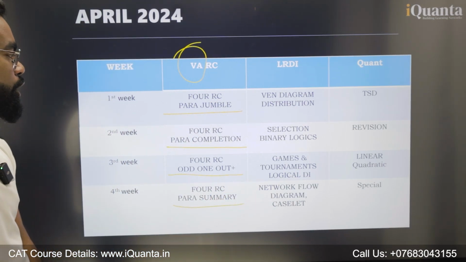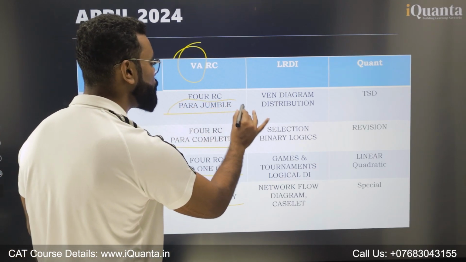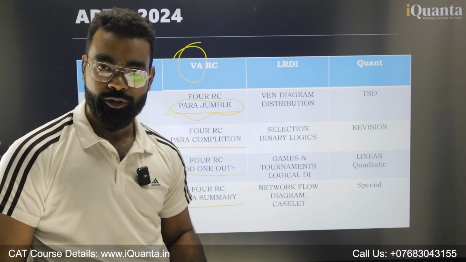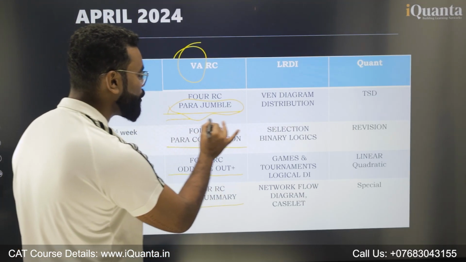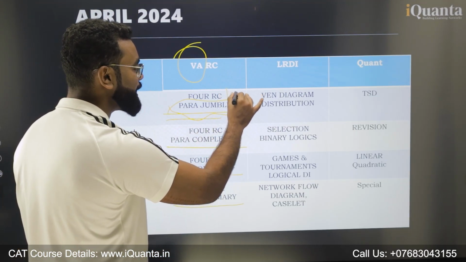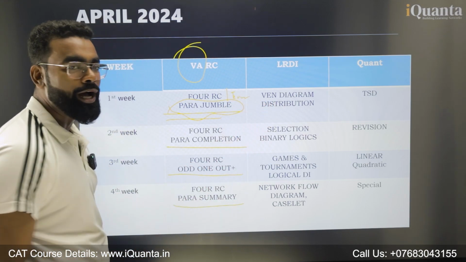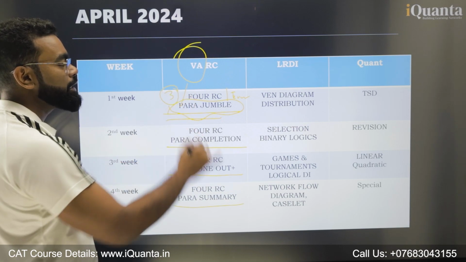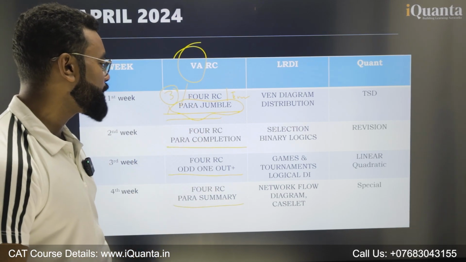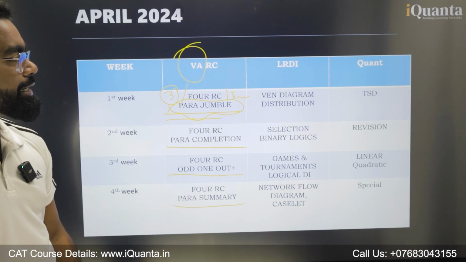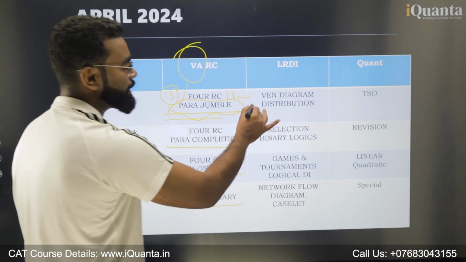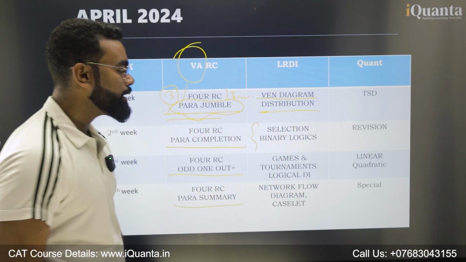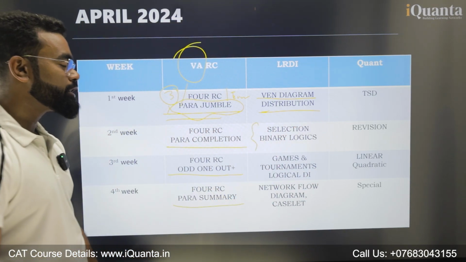Your entire job for a week is to do all para jumble kind of questions and understand para jumble, for 1 week I'm giving you. So prepare para jumble for 1 week and 4 RC every day. If you are not doing 4, you can do 3 also, but I suggest 4 RC. 3 to 4 is fine. Second is LRDI, which is again divided: 3 days Venn diagram, 3 days distribution, 3 days selection and binary, 3 days games and tournaments, logic DI, games and tournaments.